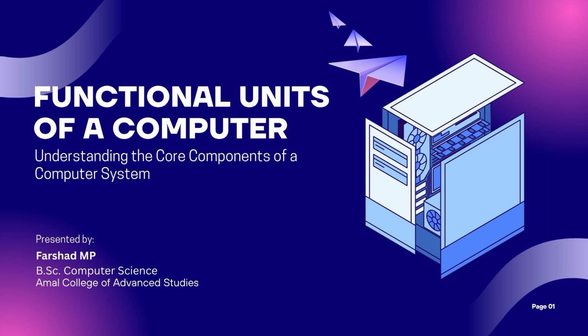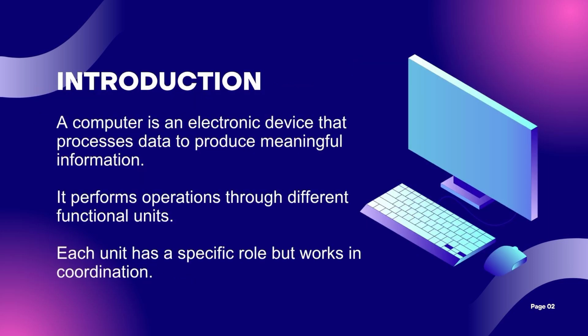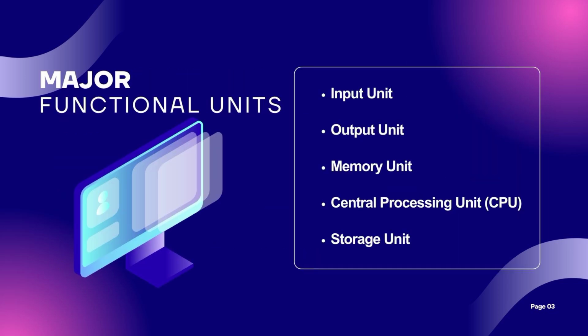Today I will talk about the functional units of a computer, understanding the core components of a computer system. A computer is an electronic device that processes data to produce meaningful information. It performs operations through different functional units. Each unit has a specific role but works in coordination. The five major functional units we will be discussing today are the input unit, output unit, memory unit, the central processing unit or CPU, and storage unit.